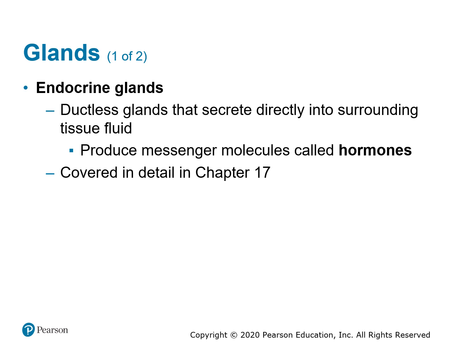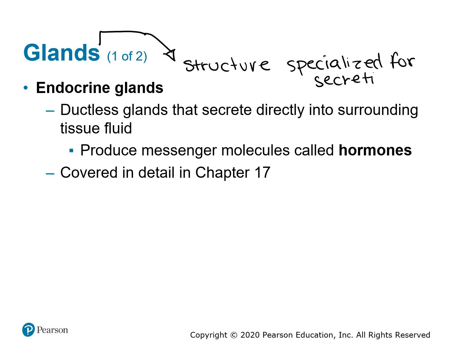Great. So let's move on to glands. Glands are essentially just a structure that is specialized for secretion. There are really two main types, endocrine and exocrine glands. Based on those names, we can assume that endocrine secretes kind of directly in, and exocrine will secrete directly out.